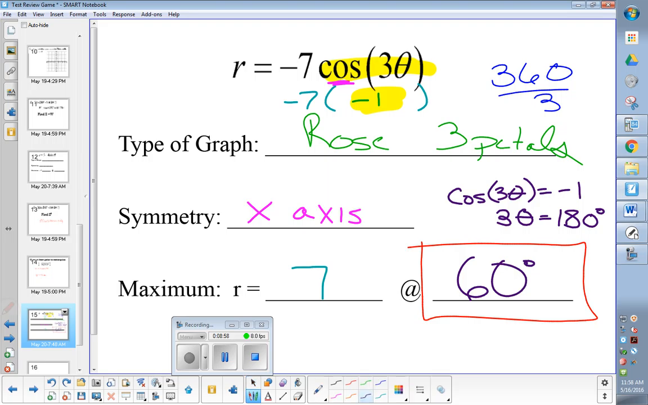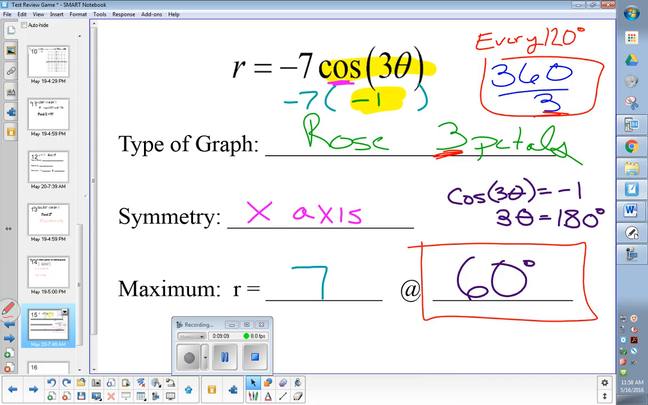Remember this: 360 divided by 3. We divided by 3 because there were 3 petals. That'll tell you you will have a petal every 120 degrees. So you start at 60, add 120 to get 180, add 120 again, your third one would be at 300.